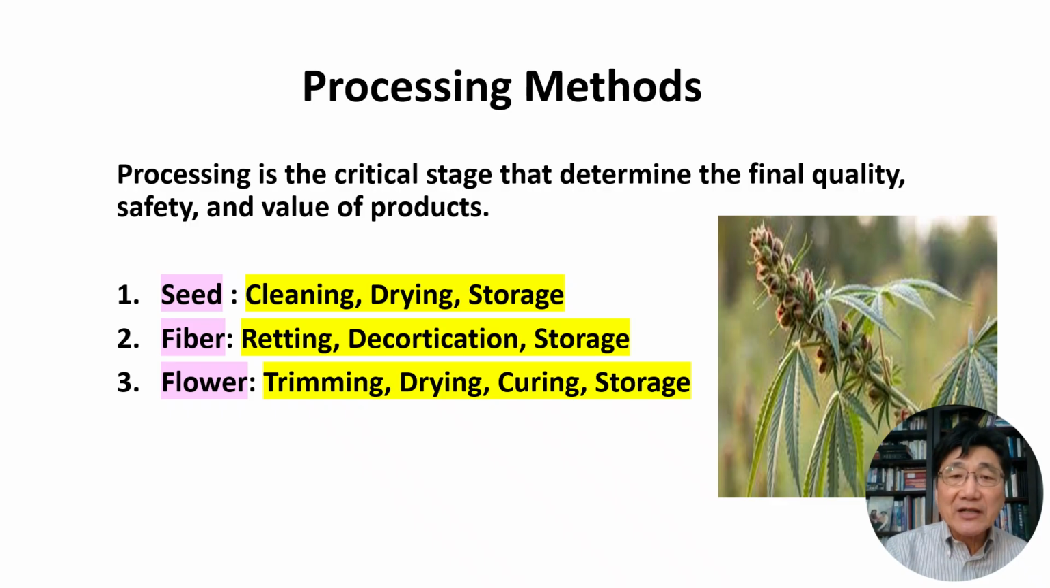Seeds require cleaning, drying, and storage processes after harvesting. Fibers require retting, decortication, and storage. Flowers need trimming, drying, curing, and storage processes before further processing. Let's look at each one in detail.